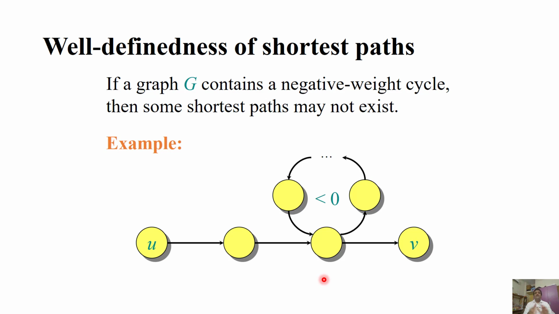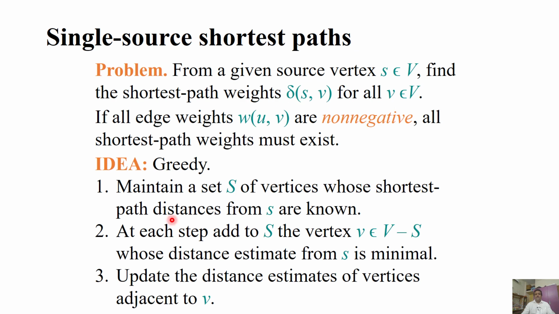So, we have to be careful with the negative cycle. Negative cycle in the path means there will be no shortest path. Okay. So, now let us come to the algorithm. The first algorithm we will discuss is Dijkstra's algorithm. Okay. So, this is to find the single source shortest path.